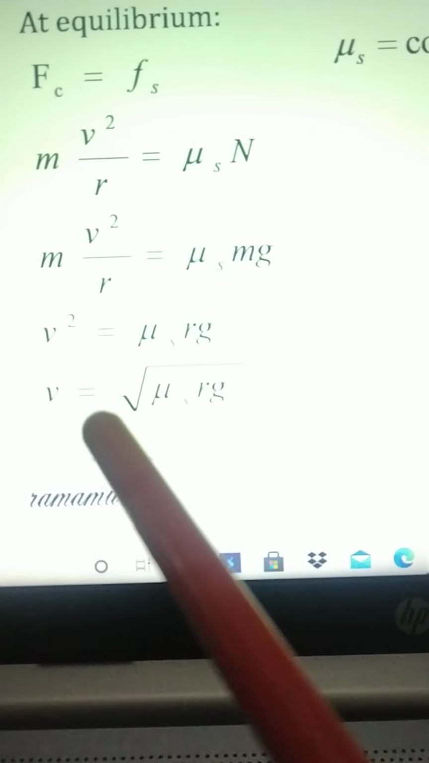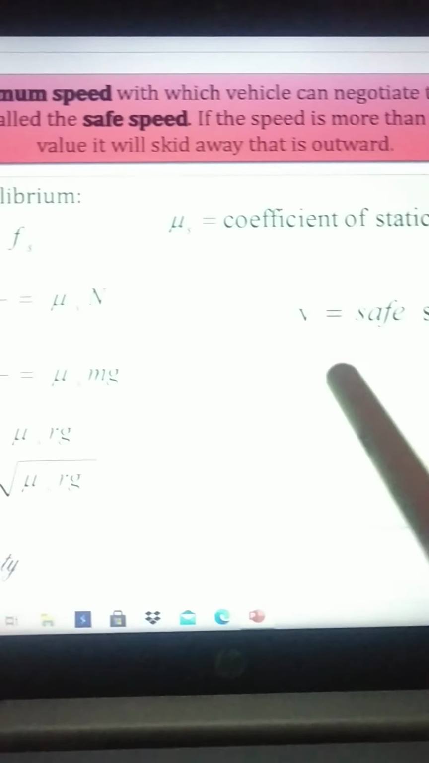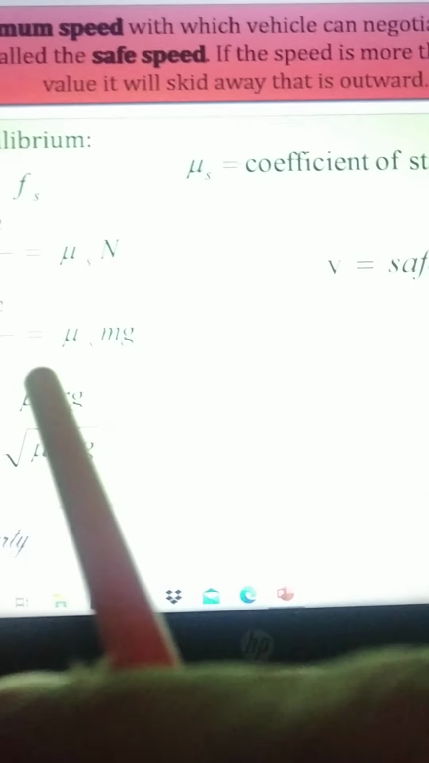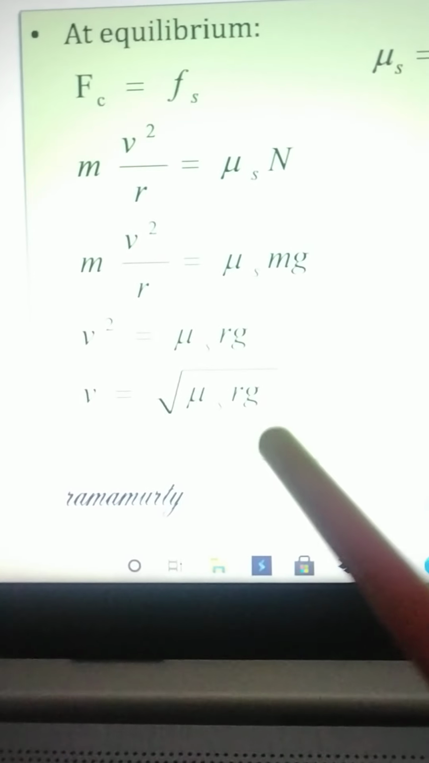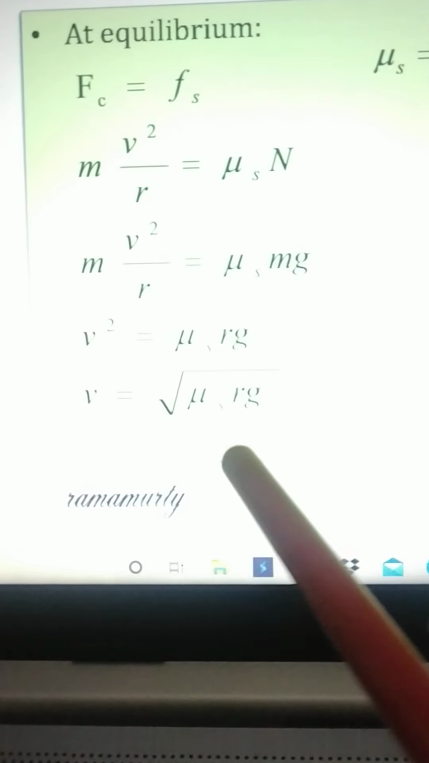The m cancels out here. So v squared upon r is equal to mu s g. Rearranging this formula for v squared, where v is the safe speed, v squared is equal to mu s r g. So v is equal to root of mu s r g, and this is the safe speed of the car. So when a vehicle is on a horizontal road, v equals root of mu s r g is the safe speed of the car.